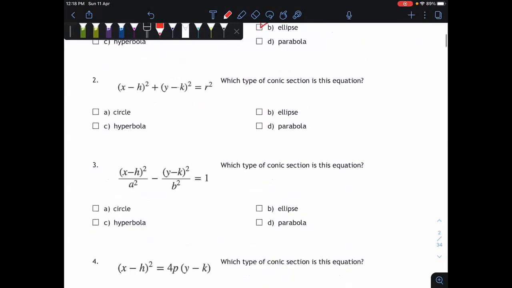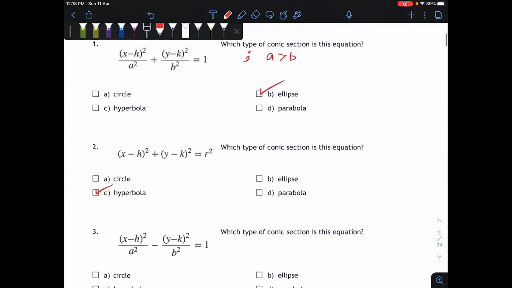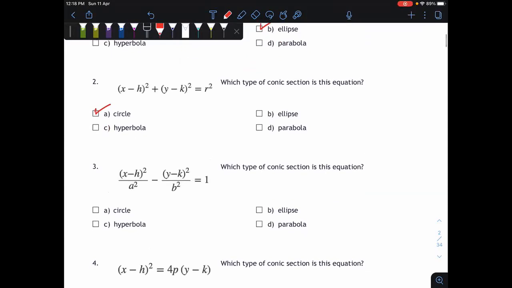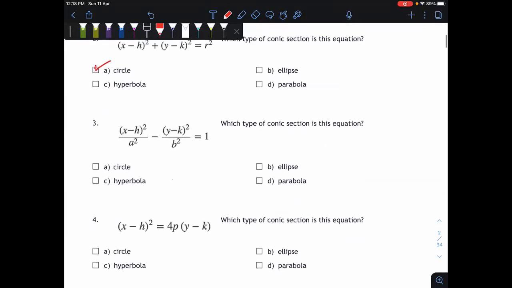Okay, next question. Which type of conic section is this equation? Circle. Habibi, it's a hyperbola. Hyperbola. Okay, because it's this one. I'm talking about two. Oh, sorry, I was looking at three. Yes, it's a circle. I was confused. Nice. Number three.